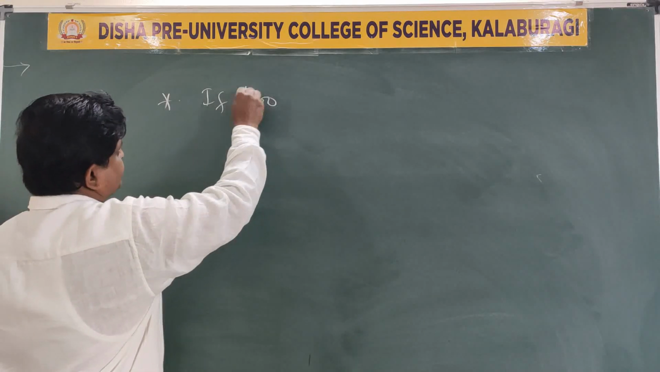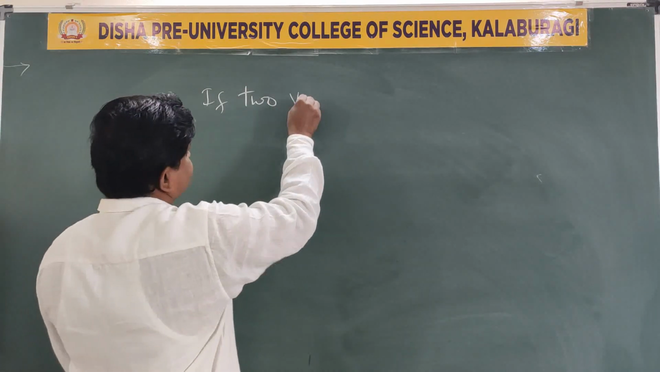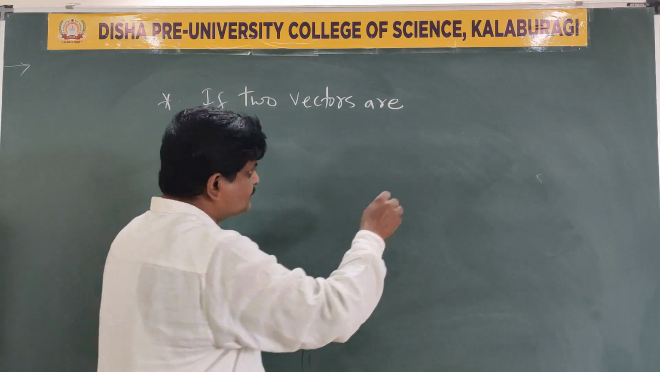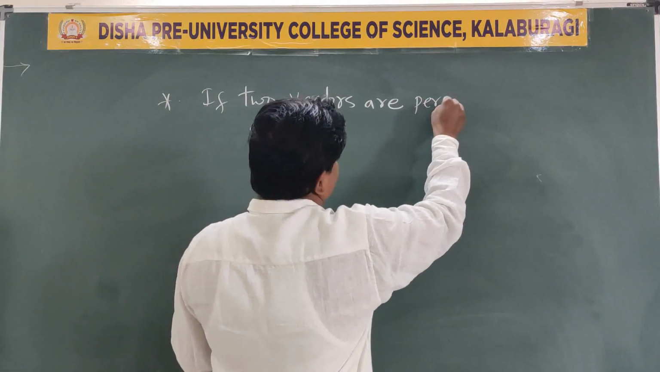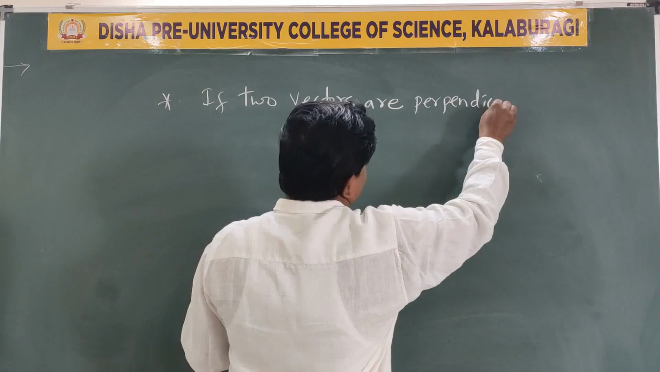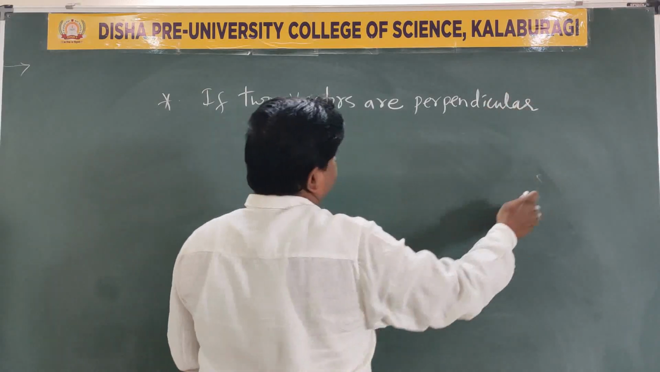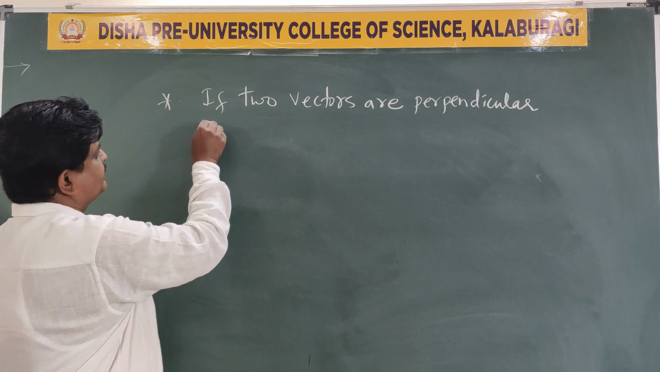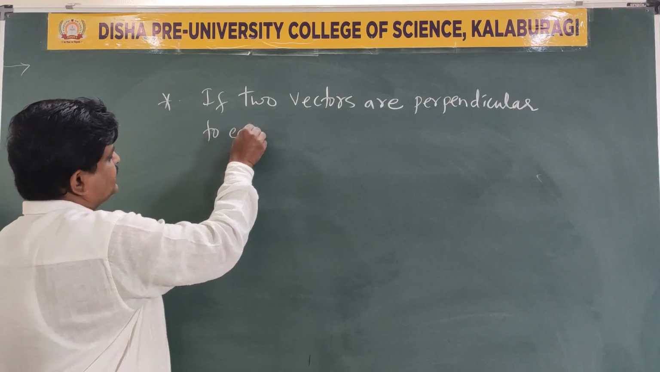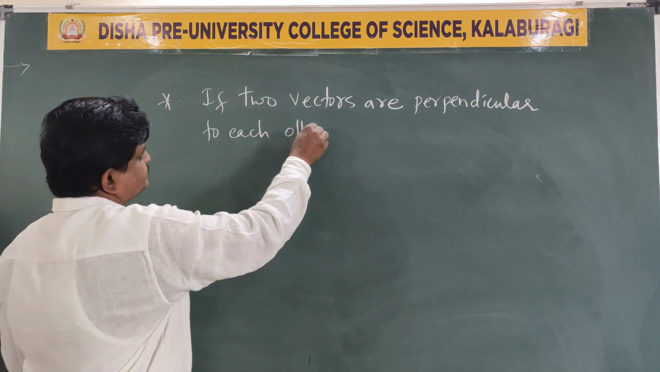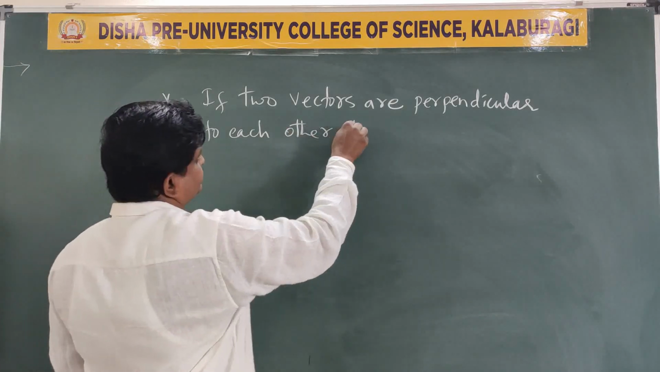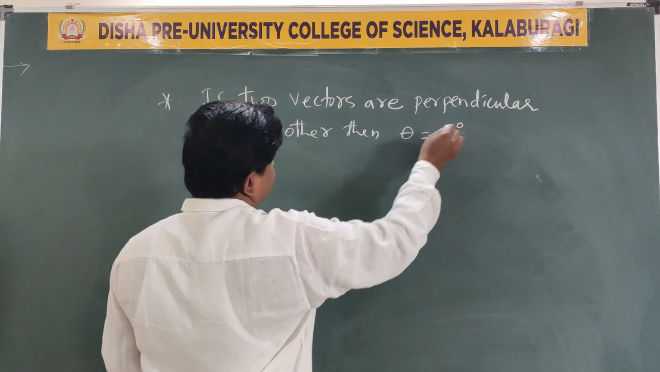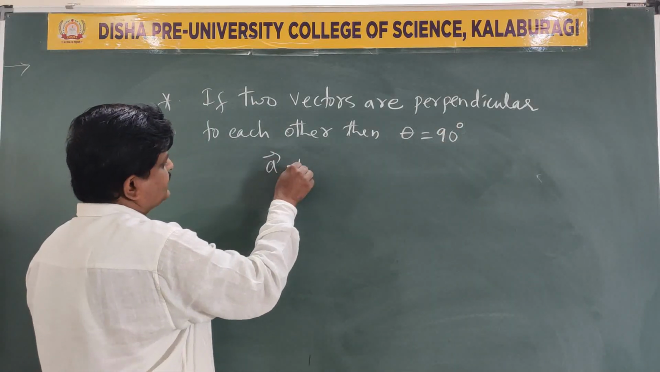If two vectors are perpendicular to each other, perpendicular means how much? Theta 90 degree. If two vectors are perpendicular to each other, then what is the angle between the vectors? 90 degree. Therefore, let us see the result.